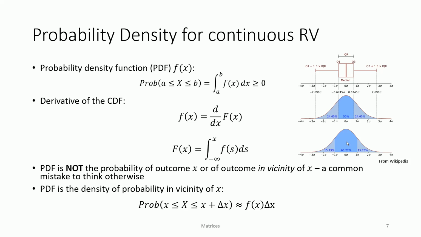So again, PDF is a density of probability. In order to get probability, we have to integrate the density. So PDF is not, and I'm going to make it very bold and large, is not the probability of outcome X. It is not even the probability of the outcome being in the vicinity of X.